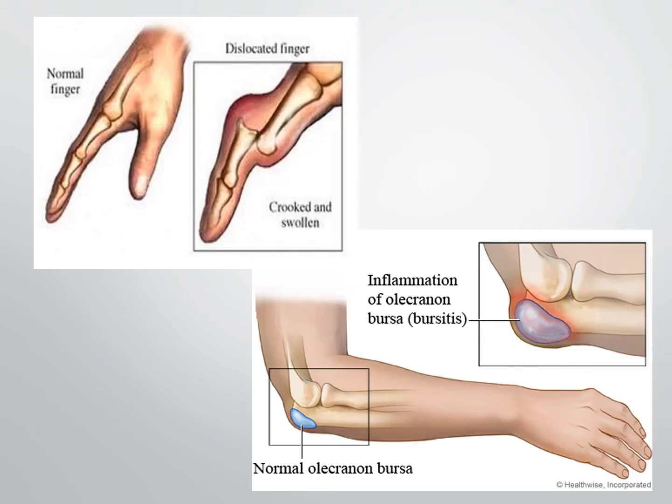And here's some pictures that you can see up here. We've got the normal finger up in the left top corner, and then you've got your dislocated finger over there. You can see that bone is right out of alignment, plain and simple. It gets a lot of swelling, a lot of pain. And down below, they've got the bursa of the elbow. You can see the inflammation in there. That bursa is just bursitis. So there you go, some visuals.